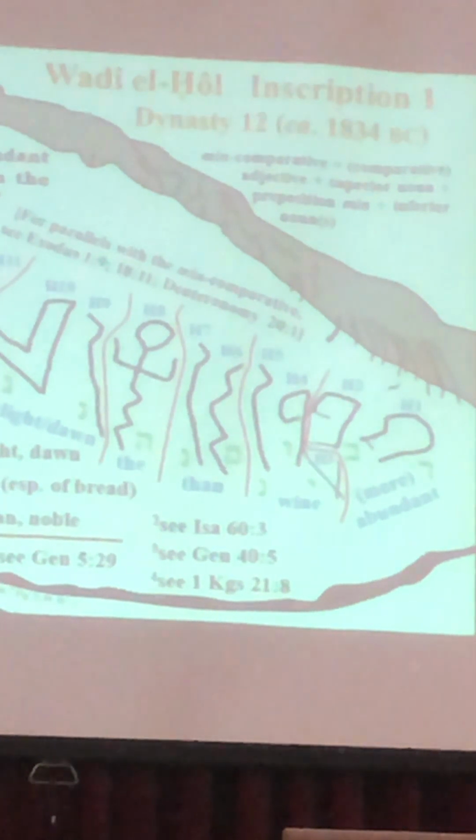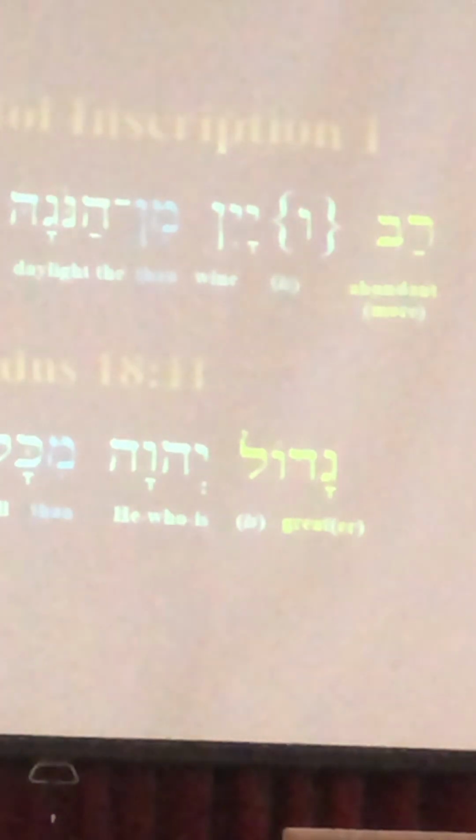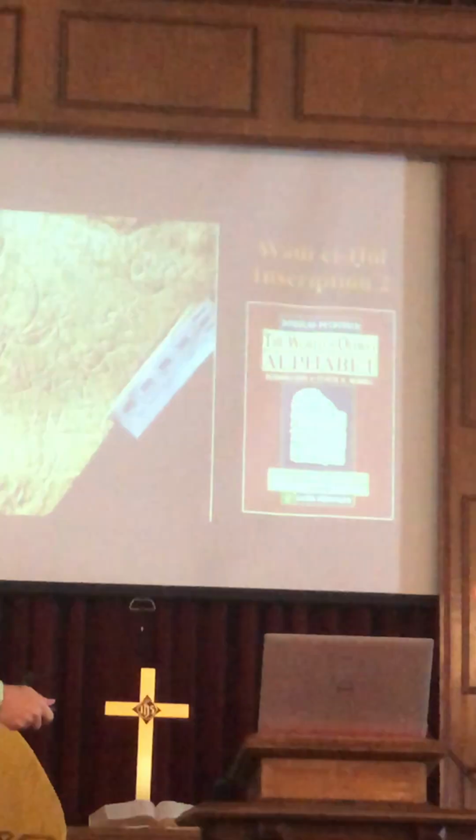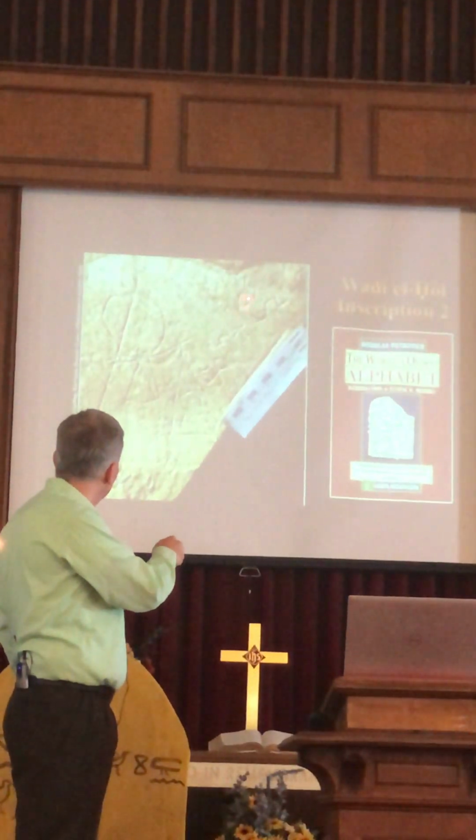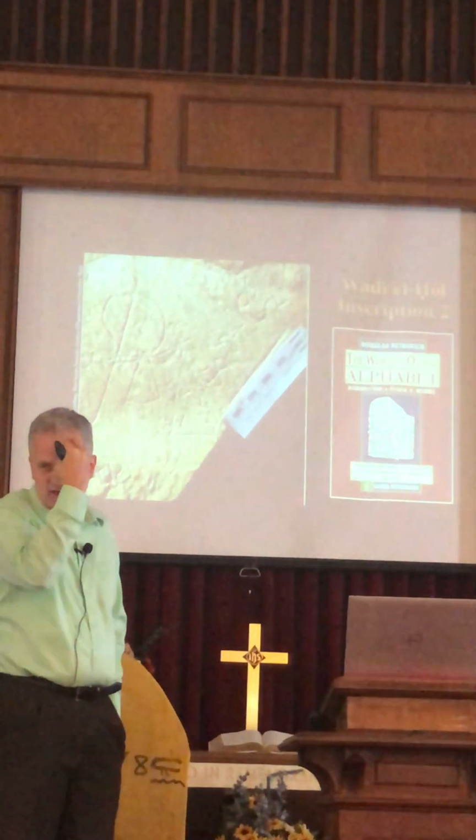So that's Wadi Ohol 1. And I'm going to skip that part. We're going to go to Wadi Ohol 2. This is the drawing. It's meant to be vertical, but you see it as diagonal. But think vertically here, okay? Think vertically.